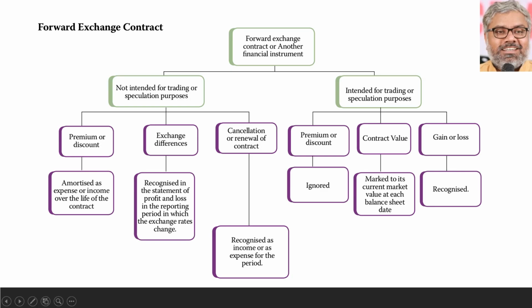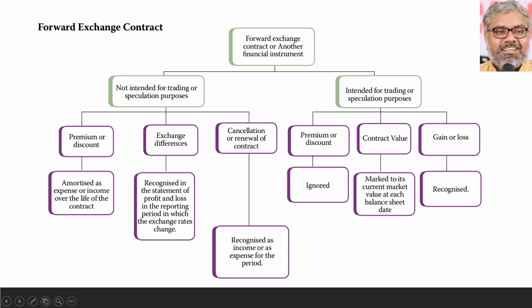But the intention is here, if speculative, then the premium or discount at the time of entering into the contract should be ignored, but the unrealized profit or loss resulting from marking the forward exchange contract to the market price at each balance sheet date has to be recognized as income or expenditure as usual. And finally, when the settlement happens, if there is any profit or loss out of that, that has to be recognized also as income or expenses of that period.